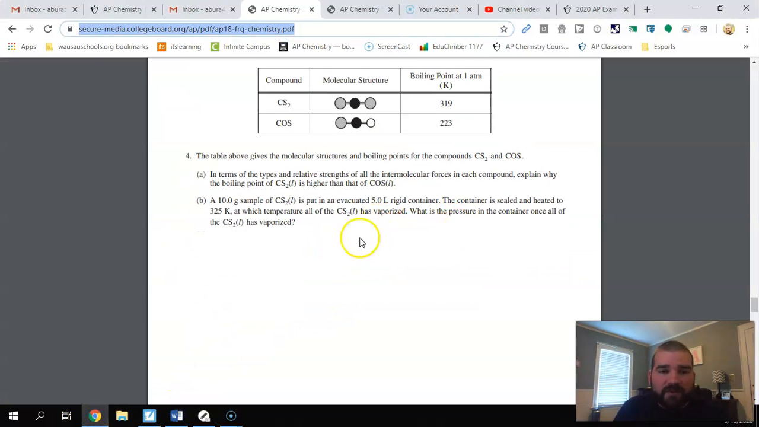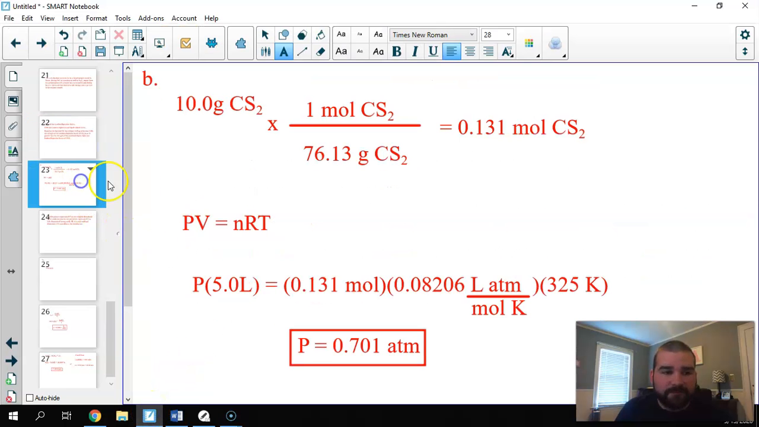Part B, a 10-gram sample of CS2 is put in an evacuated 5-liter rigid container. The container is sealed and heated to 325 Kelvin, at which temperature all of this CS2 liquid is vaporized, meaning it's 100% turned into gas. What's the pressure inside the container once this has all been vaporized? Okay, so we've got a volume, we've got a temperature, and we've got a mass. Now, mass isn't moles, but we've got 3 parts of the ideal gas law. First things first, we need to figure out how many moles of gas this will be, and then plug that in to our PV equals nRT.